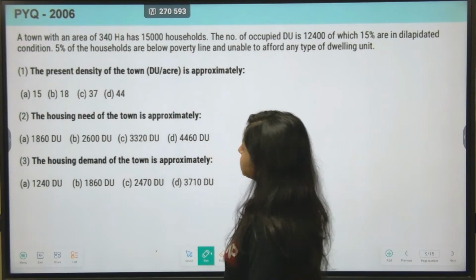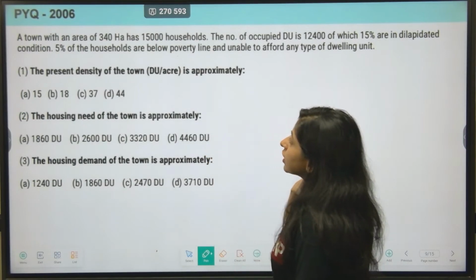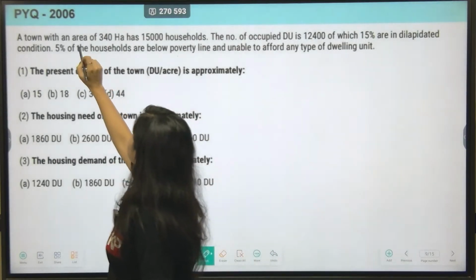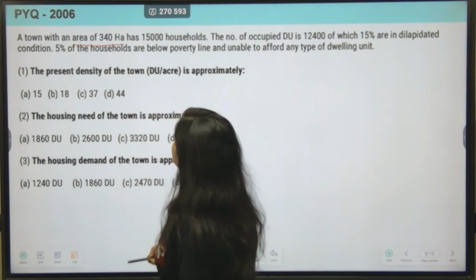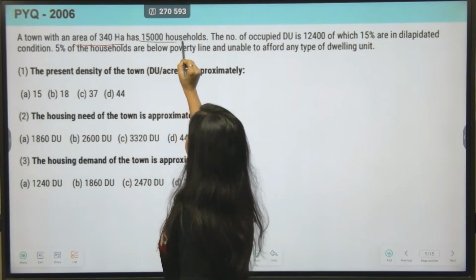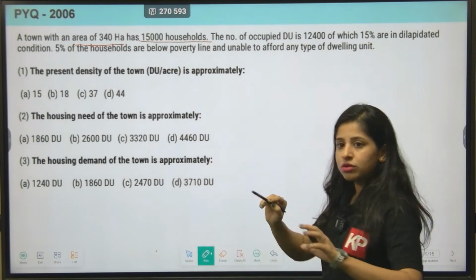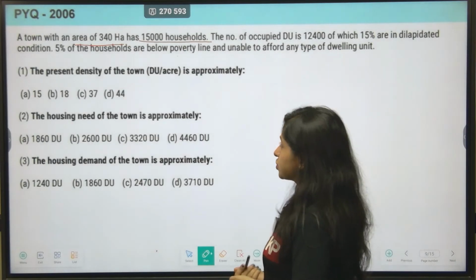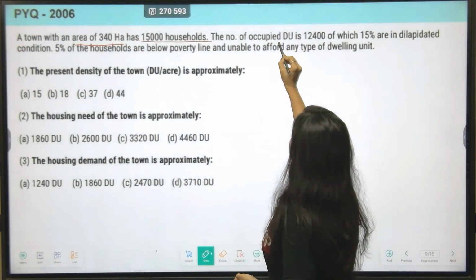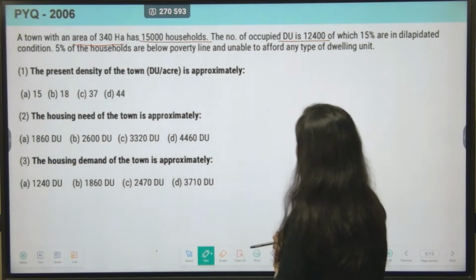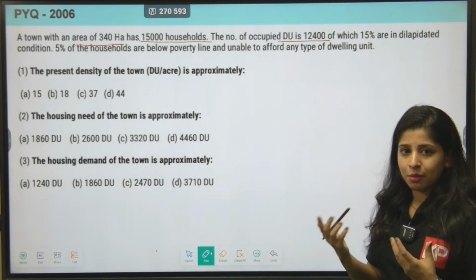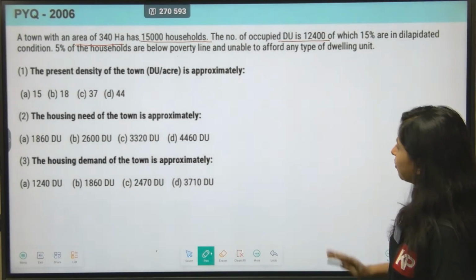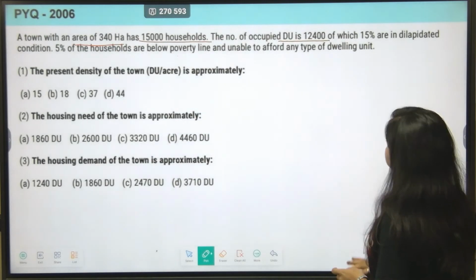Okay, what is the question saying? A town with an area of 340 hectares has 15,000 households. So there is a town, the area of the town is 340 hectares. And it has 15,000 households. The number of occupied DU is 12,400. Occupied DU means basically the number of existing DU. Nothing but the number of existing DU is 12,400.